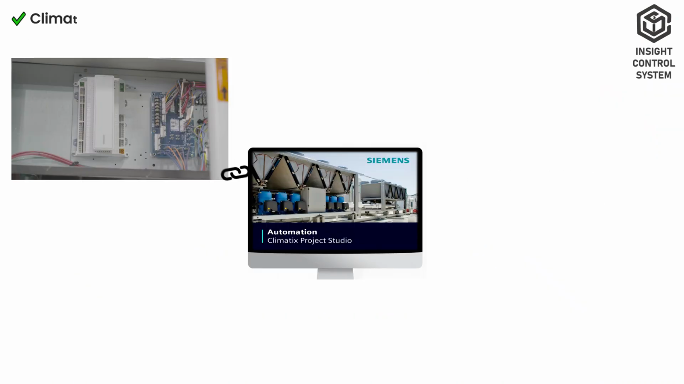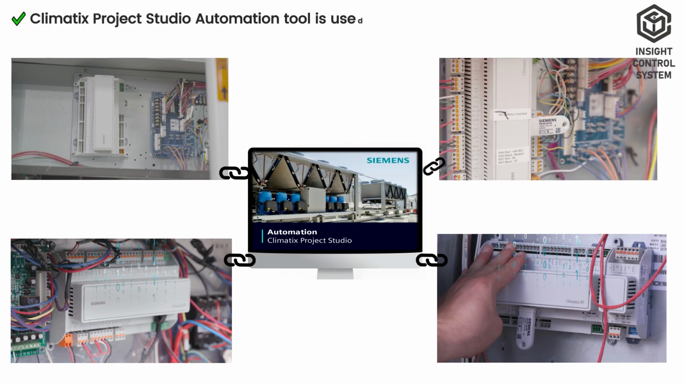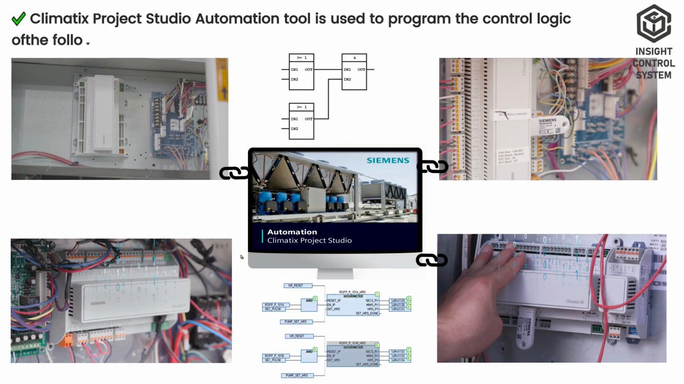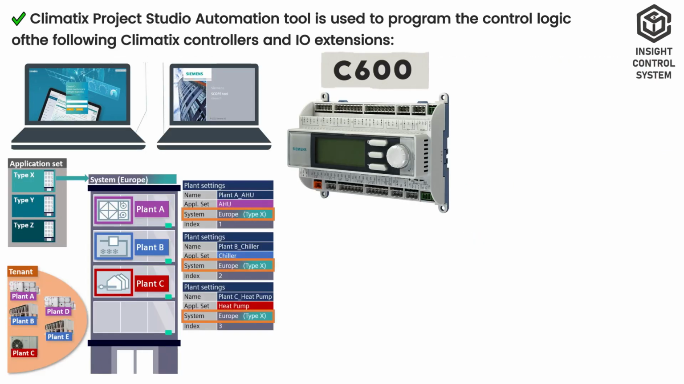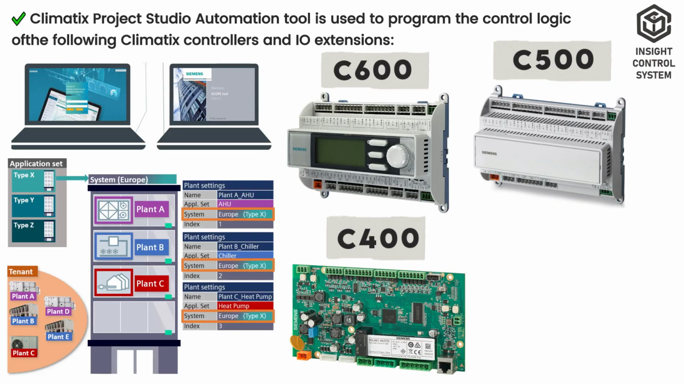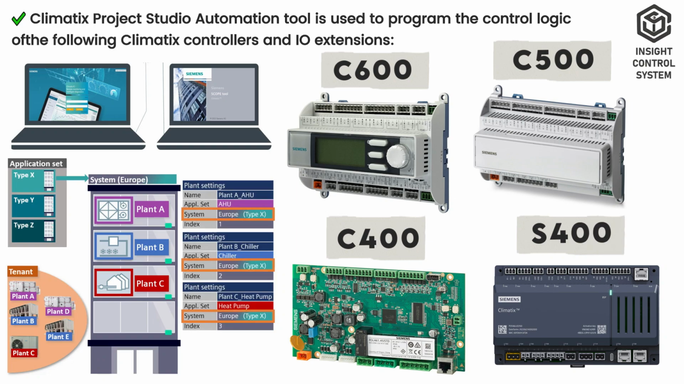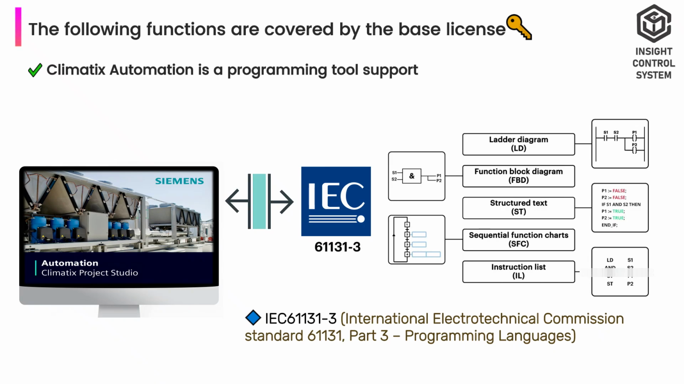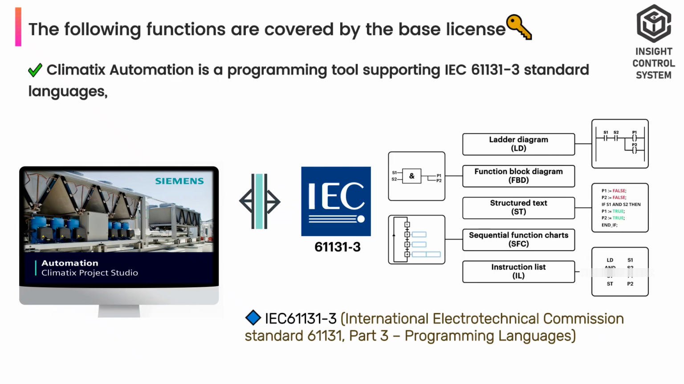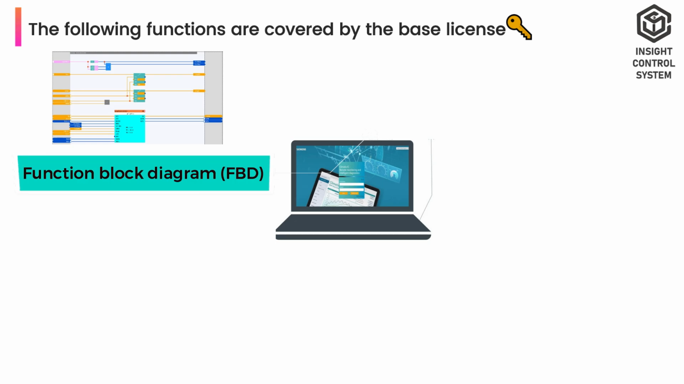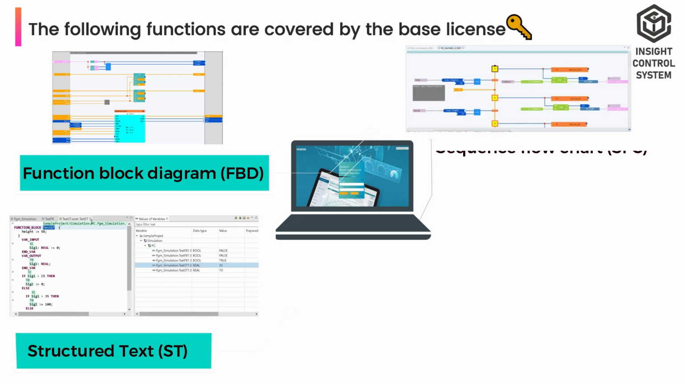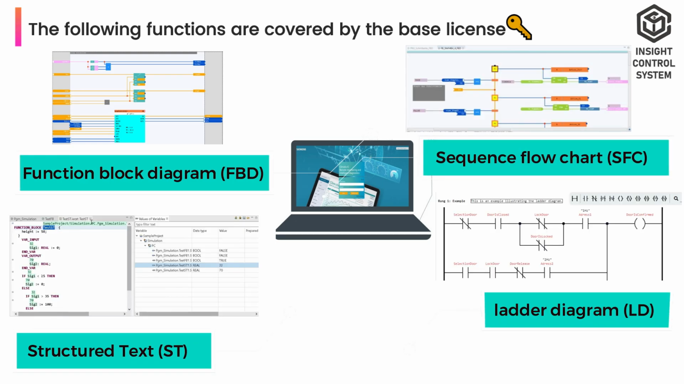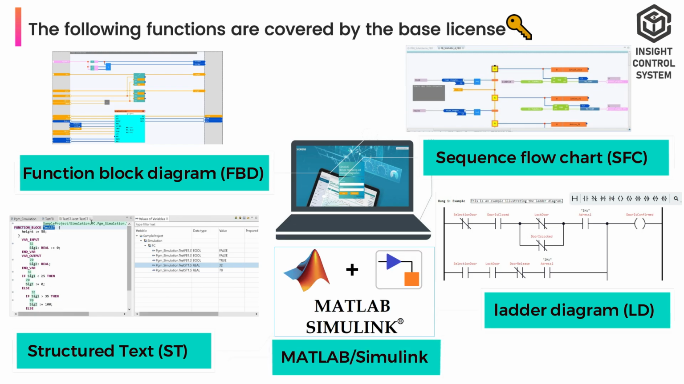Programming tool. Climatix Project Studio automation tool is used to program the control logic of the following Climatix controllers and I/O extensions, such as C600, C500, C400, S400 programmable controllers and programmable I/O extensions. Climatix Automation is a programming tool supporting standard languages, including function block diagram, structured text, sequence flowchart, and ladder diagram programming. In addition, the tool supports the integration of MATLAB and Simulink programs.